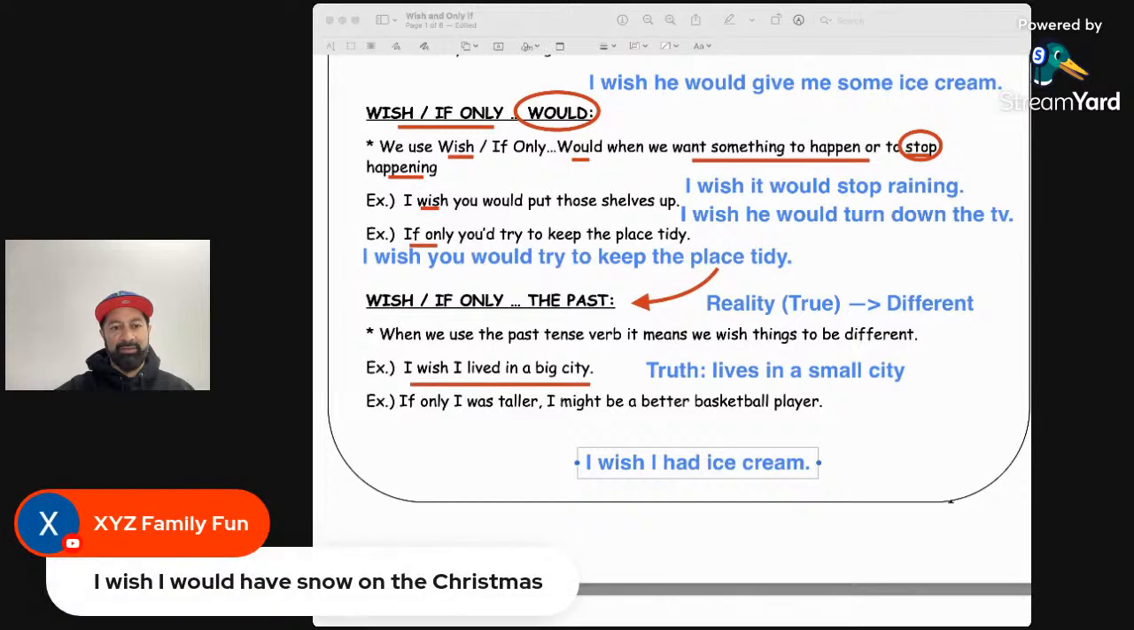I'll go through some more answers here. XYZ says, I wish I would have snow on the Christmas. No, the. And I would change this, XYZ. I wish it would snow on Christmas. We've got Supergirl. I wish I would have your live lesson every day. Nice. Great sentence. Yes, I'll try to make that wish come true.